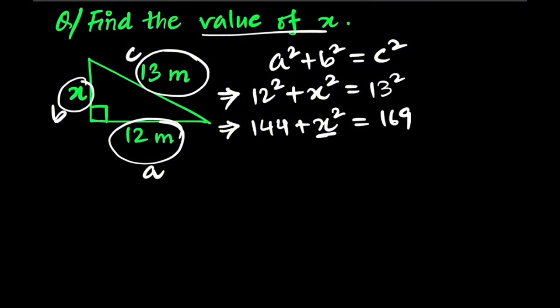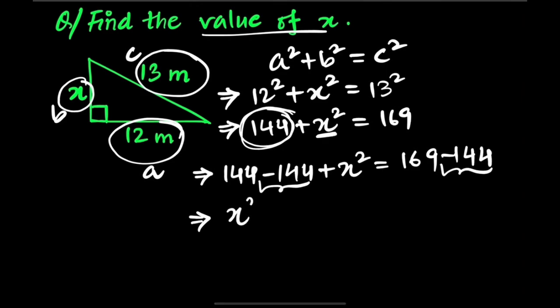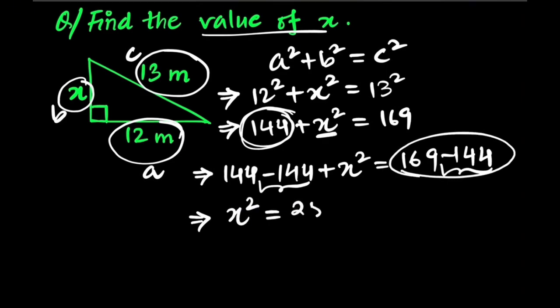Since we are just looking for the value of x, remove this 144 from this side of the equation by subtracting 144 on both sides of the equation. So 144 minus 144 plus x square equals 169 minus 144. We are subtracting this 144 on both sides of the equation to remove this 144 from here. And this gives us x square equals 169 minus 144, which equals 25.